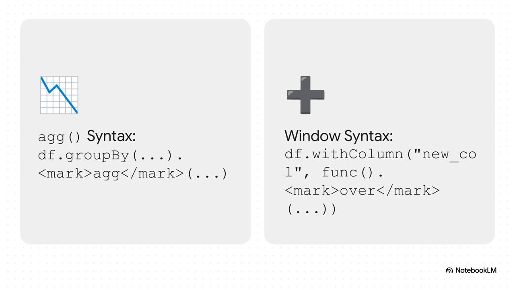Now just look at the syntax here, because it really tells the whole story. With agg, the entire operation is chained to groupBy. It's a destructive operation that changes the shape of your data. But look at the window function. You're just using withColumn to add something new. The magic is that .over clause. It tells Spark, hey, run this calculation over this group of rows. But then, and this is the key, it projects that single result back onto every original row in that group. The structure doesn't change, it just gets augmented with new information.